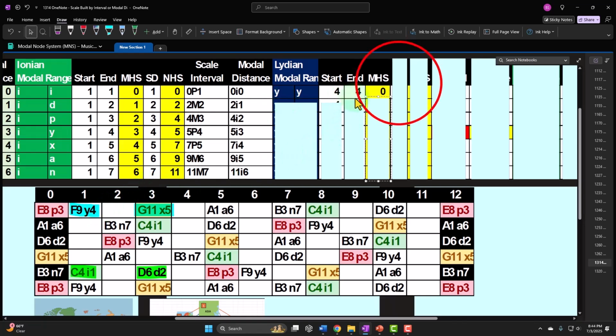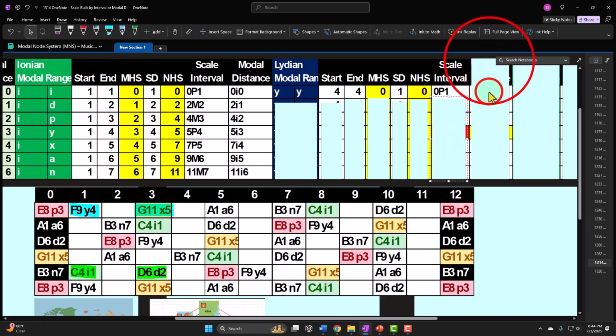That would be a 4-4 modal range, 0 modal half steps, which would be the first scale degree. And that means that the note half steps would be 0. We didn't go anywhere from the Lydian. So then what's going to be the interval name? Typically, it's going to be a 0-note away perfect first. I'd rather call it a 0-note away from the Lydian node, 0th modal half step, right?